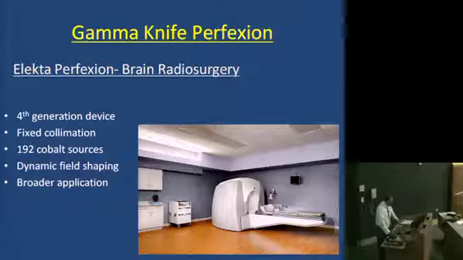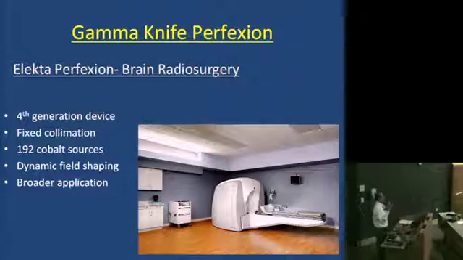A brief word about gamma knife. Gamma knife is used for intracranial radiosurgery, brain tumors, and metastasis to the brain. We have the fourth generation at Northwestern. The first generation we bought was in 1989. It has a very novel collimator design. It has 192 cobalt sources, and it can produce dynamic field shaping.